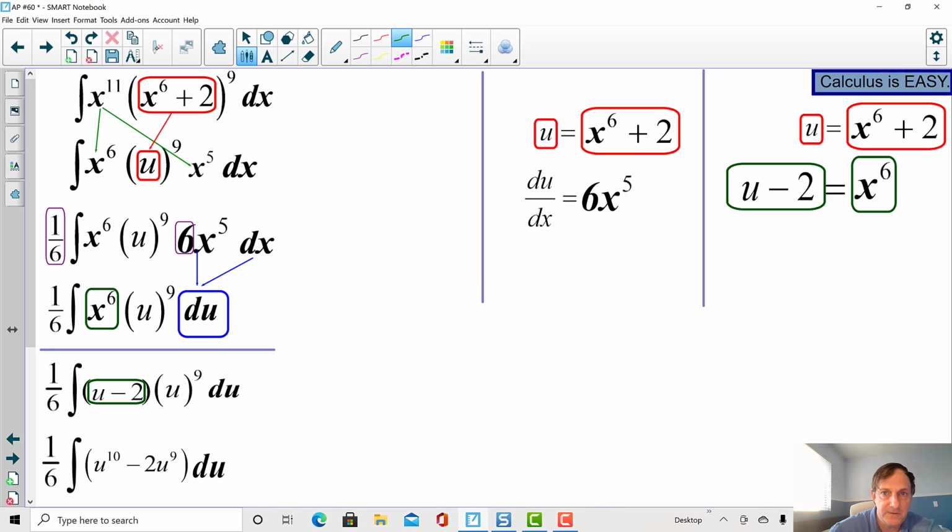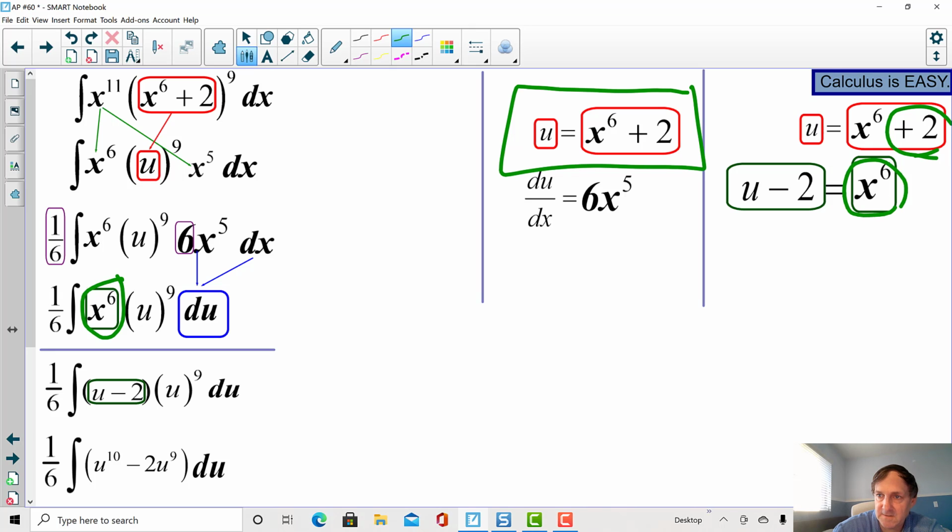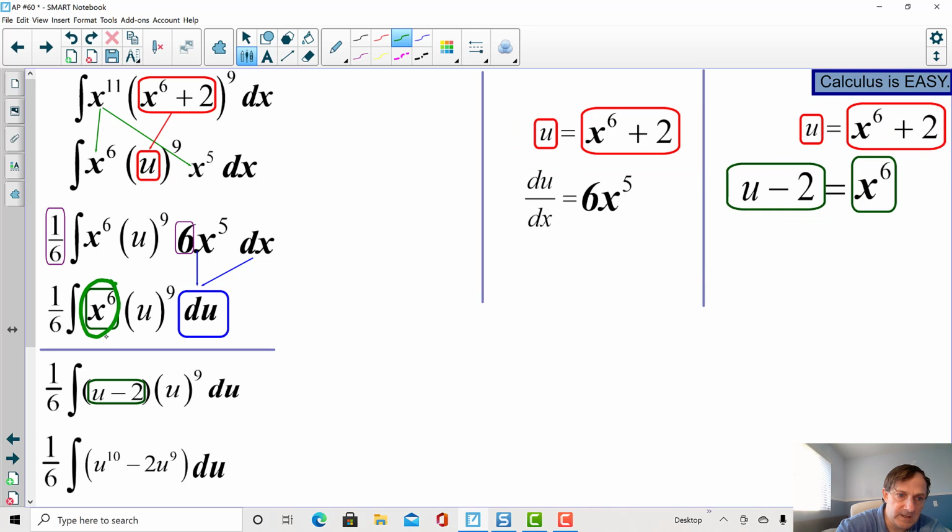Again, it's called a double substitution. If you work with this equation here, you can solve it for x to the 6. So we're going to try to do that. If you just subtract 2 from both sides, you're left with x to the 6 is equal to u minus 2. So we can trade our x to the 6 for a u minus 2. There's still going to be one more step. We want to distribute the u to the 9 on both pieces. So that's going to give us a u to the 10 minus 2u to the 9.